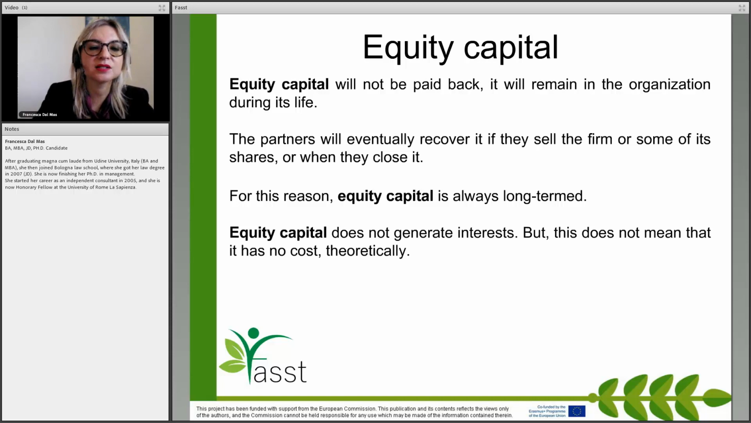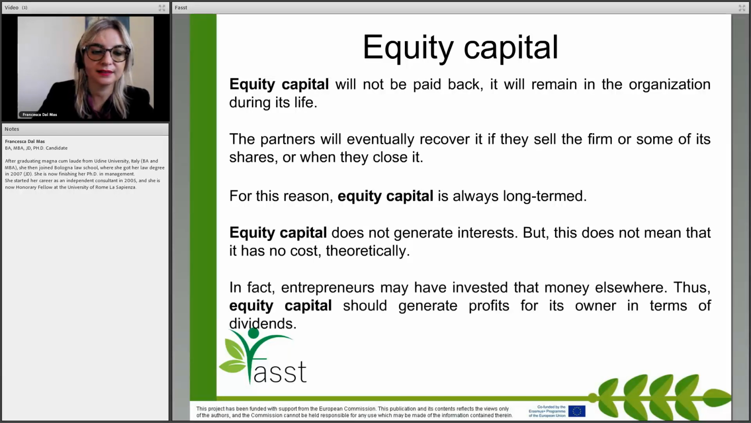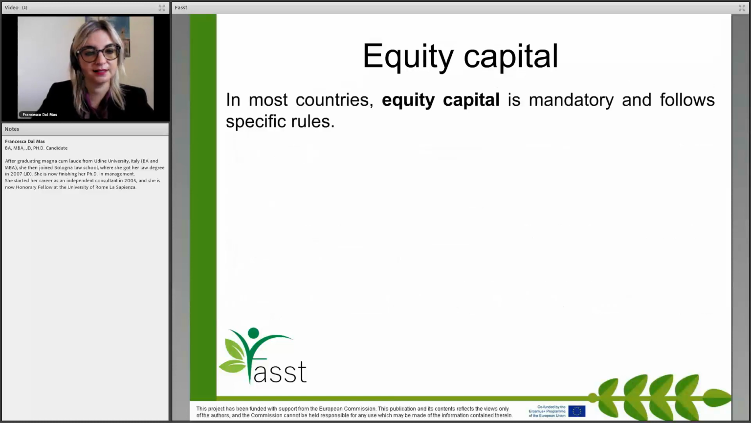Equity capital does not generate interest, but this does not mean that it has no cost, at least from a theoretical point of view. In fact, entrepreneurs that have some cash and decide to invest the money in that specific venture might have chosen to invest the money elsewhere. Thus, equity capital should generate profits for its owners in terms of dividends.